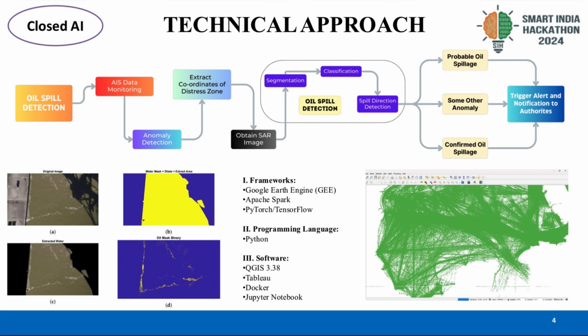Then there are three probable outcomes. First is some other anomaly. This outcome suggests that the detected event is not likely an oil spill but could be a natural phenomenon. Then a probable oil spill. This indicates that the detected event is likely to be an oil spill but requires further verification. Then a confirmed oil spill, which is the most serious outcome, indicating that the oil spill has definitely been identified. Once this is confirmed, immediate response measures can be initiated, such as containment and cleanup efforts.